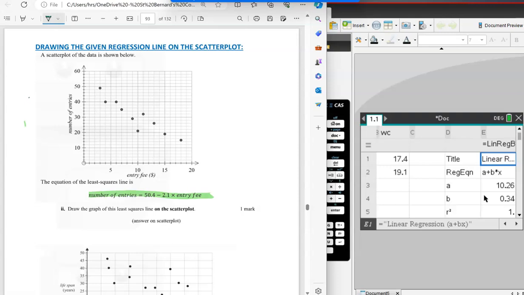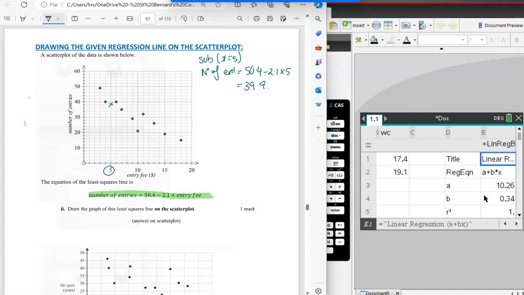I'm going to use when X is 5, or the entry fee is 5. So I'm subbing X equals 5 into the equation. Number of entries equals 50.4 minus 2.1 times 5. I put in 5 and I get 39.9. So when it's 5, it's 39.9. I'm just going to put a little cross there. There, I've marked that one.